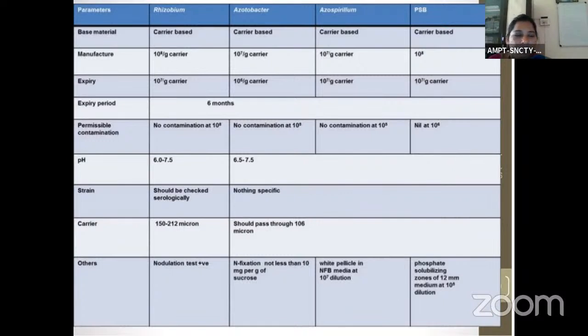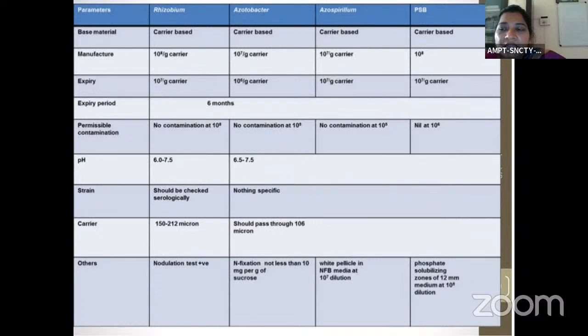Then the pH should be maintained at 6 to 7.5. Then the strain should be very specific. You should check the purity. Serologically, you can check the quality of the biofertilizers. The carrier should be passed through sieves of 150 to 212 micron. Then when we talk about the different biofertilizers for nitrogen, rhizobium should fix the nitrogen.